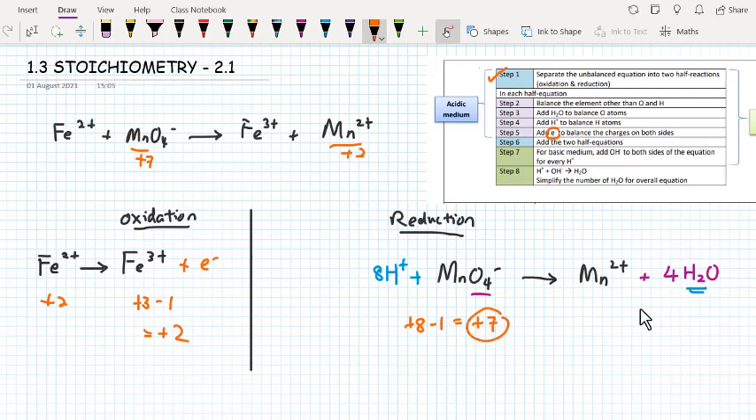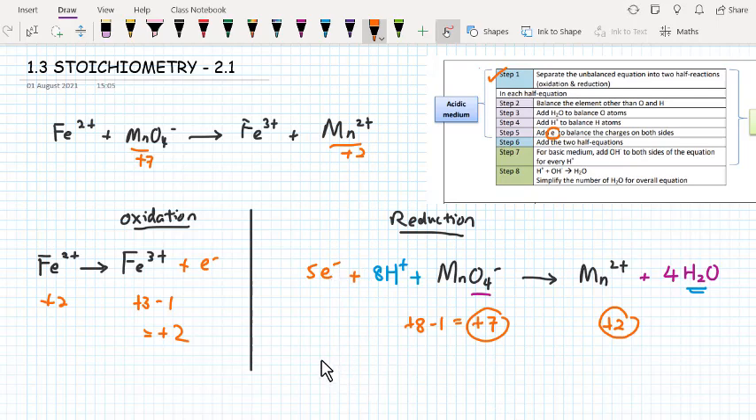On the right hand side, we have a positive 2, and H2O has no overall charge. So on our right hand side, you have a positive 2. Always add electrons to the side which has a higher value. So we want to balance the positive 7 down to positive 2. Therefore, we need to add 5 more electrons.